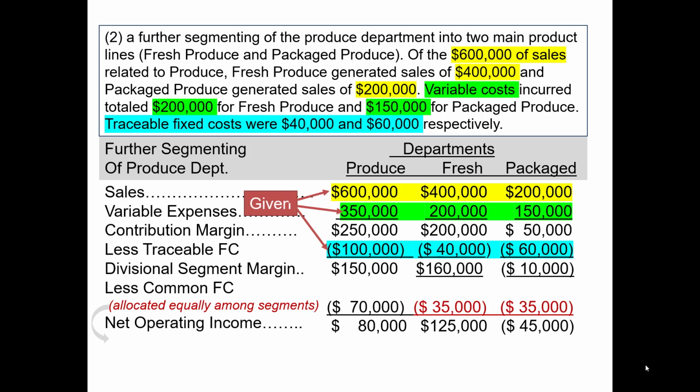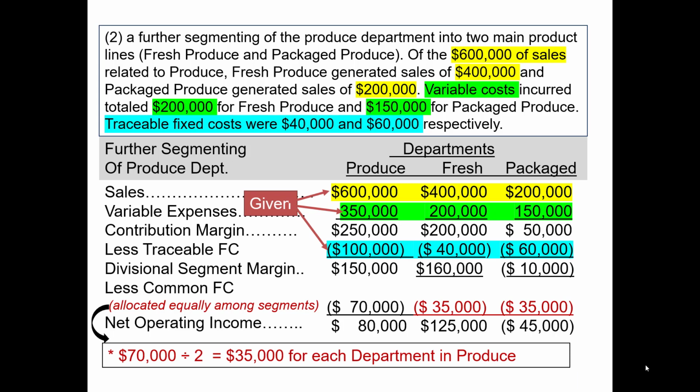The 70,000 is divided equally among the segments. Now I computed the 70,000 because, if you take the 170,000 of total fixed cost for the produce department that was direct to that department, and 100,000 is traceable to the two segments, that leaves 70,000 that is common to the two segments. Then it says that they allocated those equally among the segments.